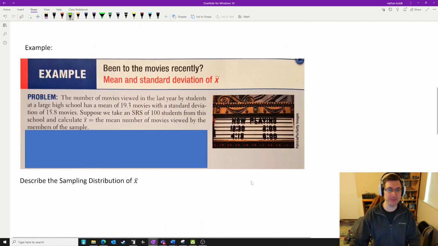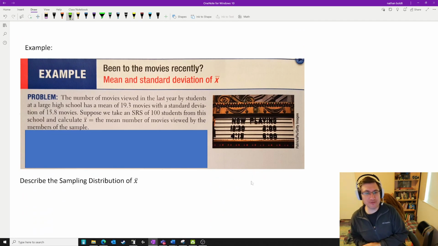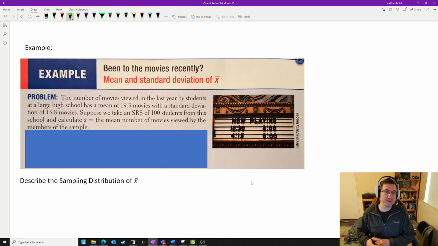All right, so first, been to the movies recently? No, I have not. The number of movies viewed in the last year by students at a large high school has a mean of 19.3 movies with a standard deviation of 15.8. Suppose we take an SRS of 100 students. Calculate x bar, the mean number of movies viewed by the members of the sample.